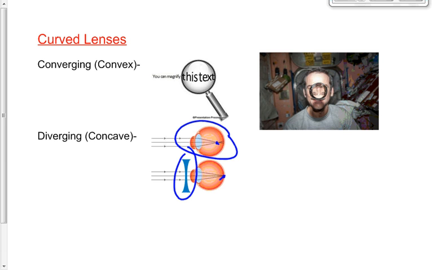Converging lens, convex lens. Converging mirror, concave mirror. Diverging: it's concave for a lens, it's convex for a mirror.